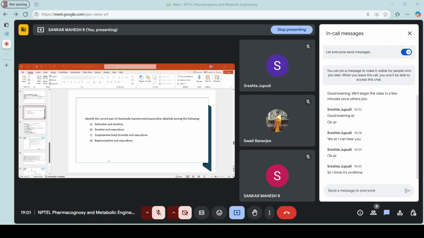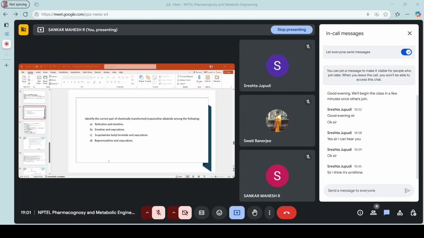Yeah, Swati, you can unmute, and if you know about the other options, you can mention what is the chemical transformation among these pairs. Otherwise, you can go to the answer directly. You can unmute.